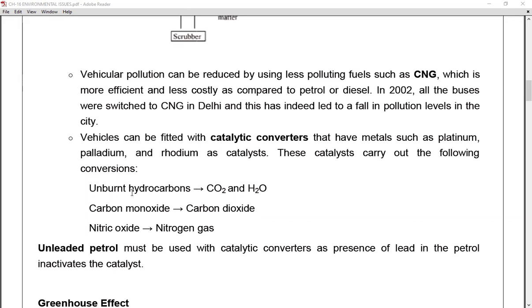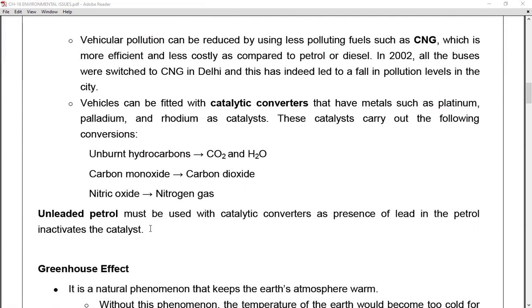So this way they can use catalytic converters as a catalyst for these conversions. Also, unleaded petrol must be used with catalytic converters, as the presence of lead in the petrol inactivates the catalyst. Unleaded petrol means there is an absence of lead. So when you are using catalytic converters, unleaded petrol should be used.